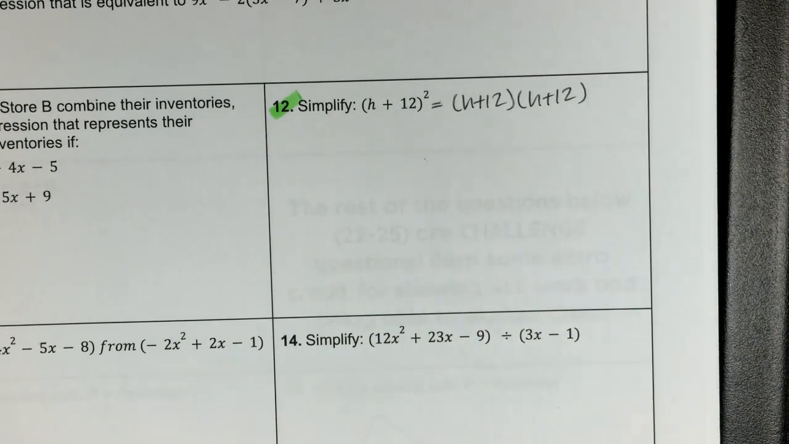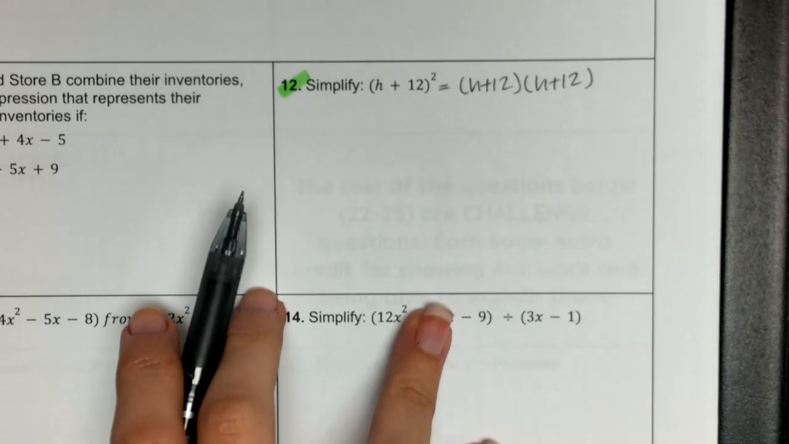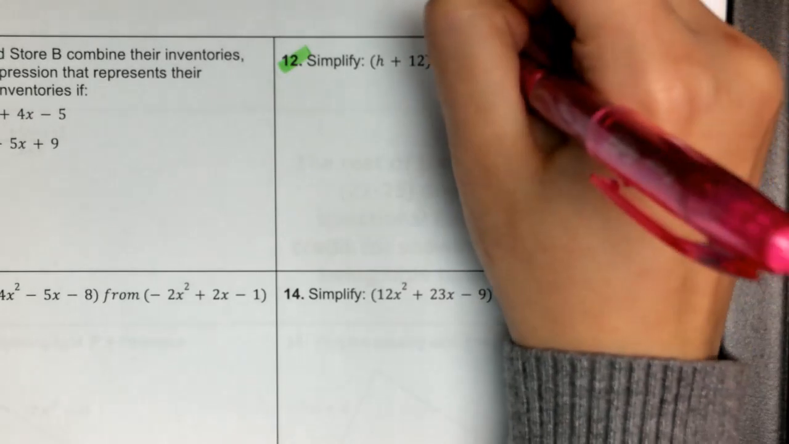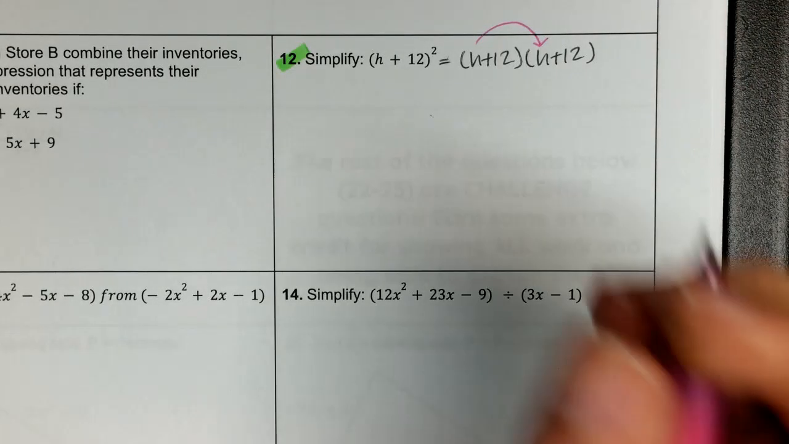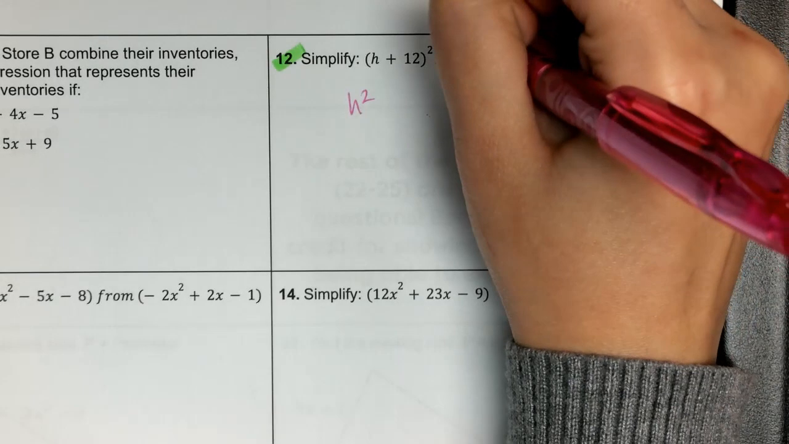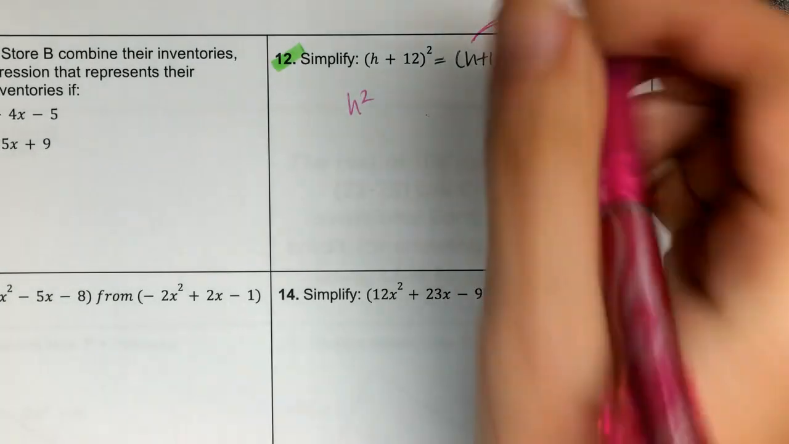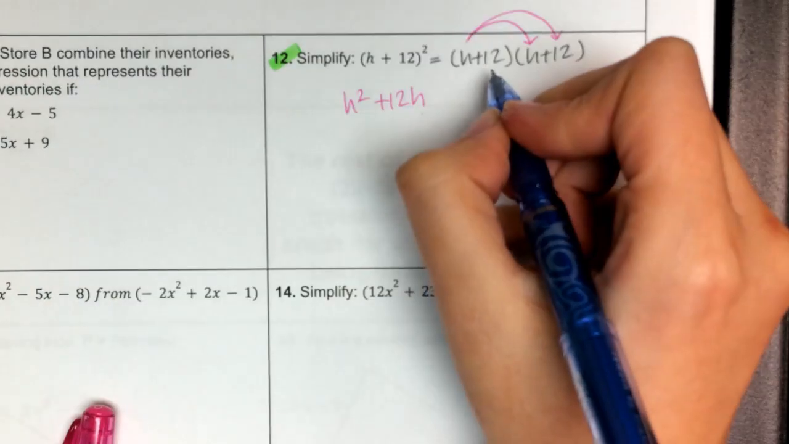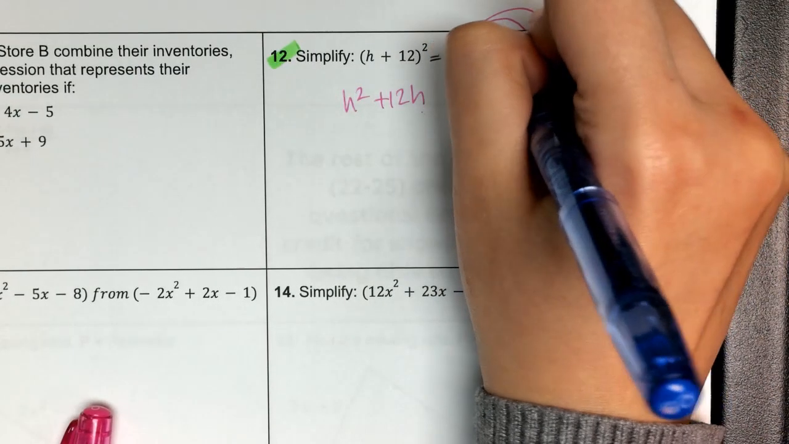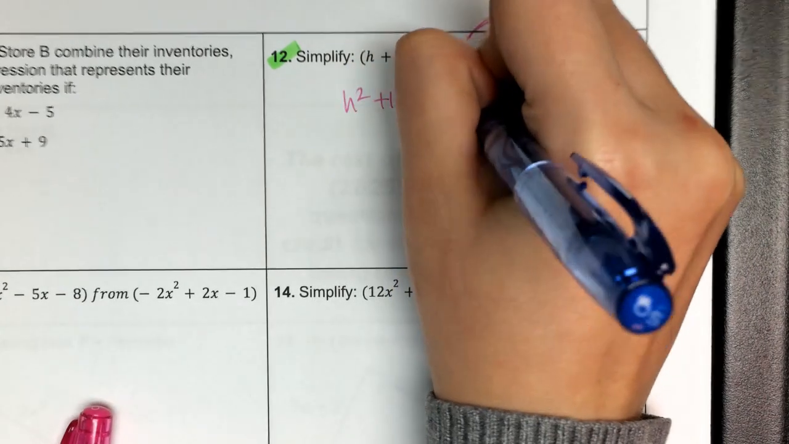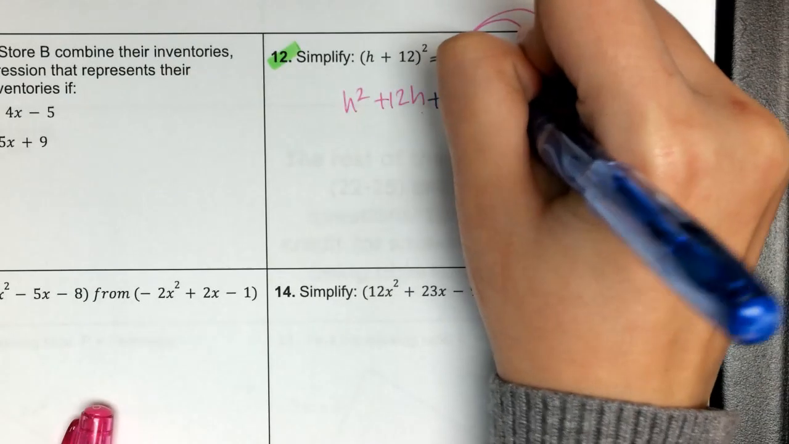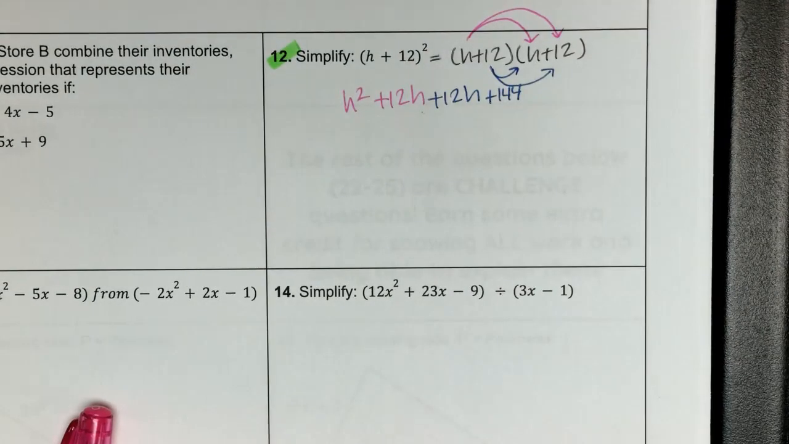Once again, you can use the box method or double distribution. Just so I show a little bit of both, this one I'll solve using double distribution. So we'll have h times h, which is h squared. h times 12, which is positive 12h. The double distribution part, so now I have to distribute the 12. Positive 12 times h, which is another positive 12h. And then positive 12 times positive 12, which is 144.